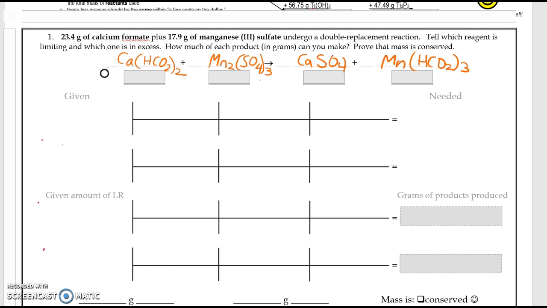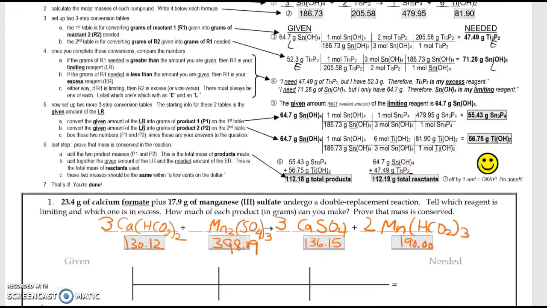Then we need to balance this. Sulfate in the reactant side is 3 and on the product side is 1, so I'm going to put 3 here. This makes my calcium 3, so I'm going to put 3 here to balance that. My formate on the reactant side becomes 6, and I'm going to put 2 here to balance the product side. So now my molar masses are 130.12, 398.09, 136.15, and 190.00.